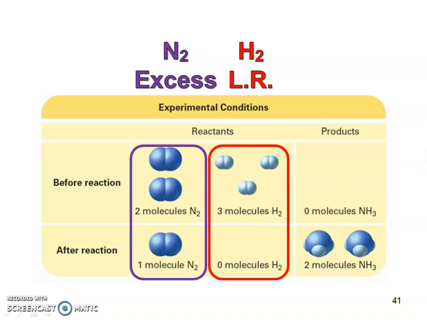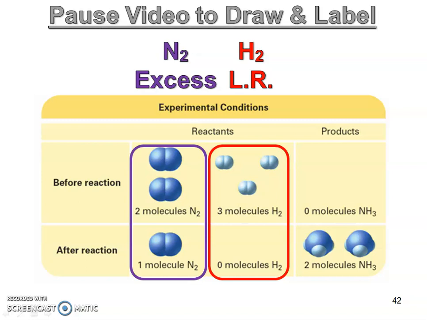Think about this, guys. If we are a company making ammonia, we want to know the exact amounts of nitrogen or hydrogen that we need to make so much ammonia. Ladies and gentlemen, we don't mind having an excess of the cheap reactant, but we definitely want our expensive reactant limiting so that we don't waste any more money. At this point, pause the video, draw and label your reaction here again, because these are the experimental conditions and not the actual reaction that occurs.